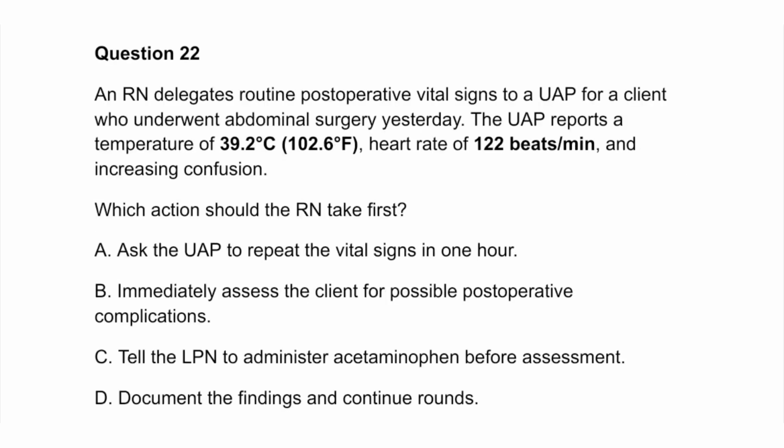Question 22. An RN delegates routine postoperative vital signs to a UAP for a client who underwent abdominal surgery yesterday. The UAP reports a temperature of 39.2 degrees Celsius, 102.6 degrees Fahrenheit, heart rate of 122 beats/min, and increasing confusion. Which action should the RN take first? A. Ask the UAP to repeat the vital signs in 1 hour. B. Immediately assess the client for possible postoperative complications. C. Tell the LPN to administer acetaminophen before assessment. D. Document the findings and continue rounds.